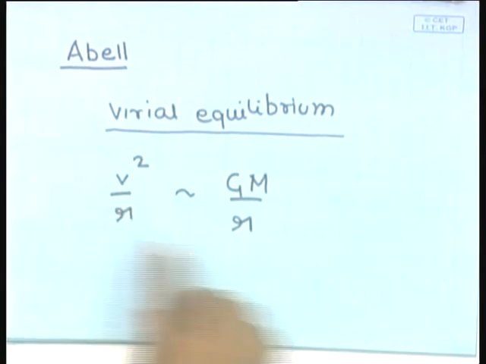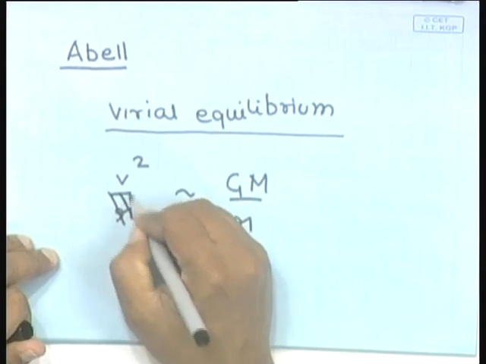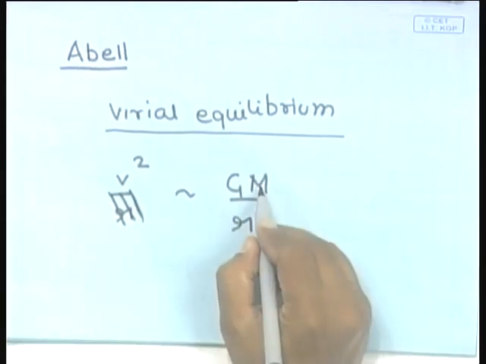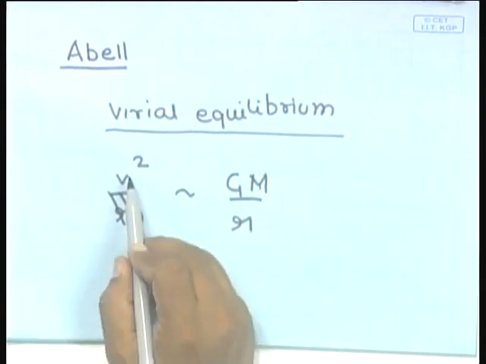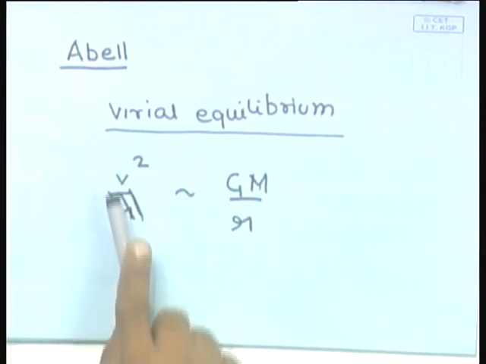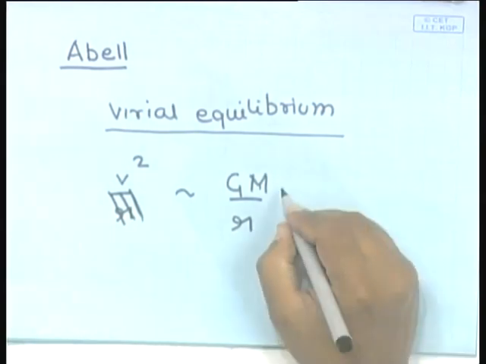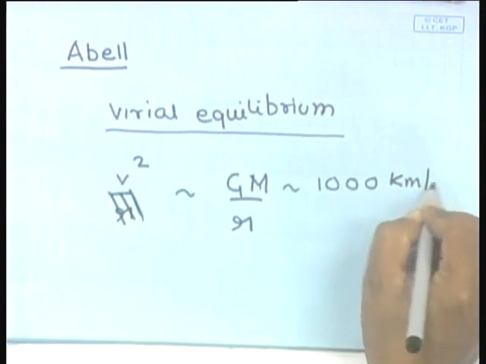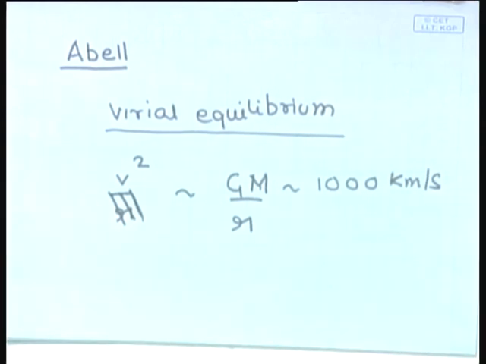That is the kinetic energy, sorry, V square, there is no by R. That is the centrifugal. V square is of the order of G m by R, where m is the total mass. This is the kinetic energy per unit mass of the galaxy. So V square, the velocity dispersion, the mean V square, is of the order of 1,000 kilometers per second. Random motions. And this straight away gives you an estimate of the mass of these clusters.